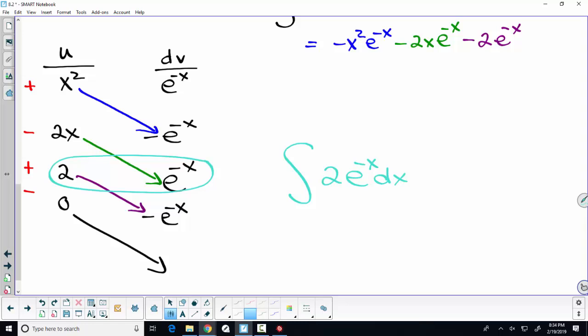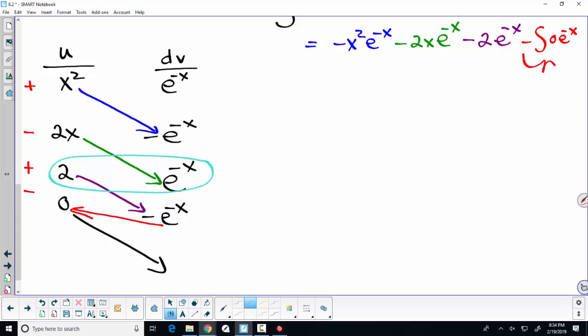Or if I didn't want to stop there, technically the next thing left over is that final step to correspond 0 with the e to the negative x. But again, if I move horizontally, I have to take their product and the antiderivative. So I would have minus the integral of 0 times e to the negative x. That's just 0 anyway, so there's no need to mess with that.